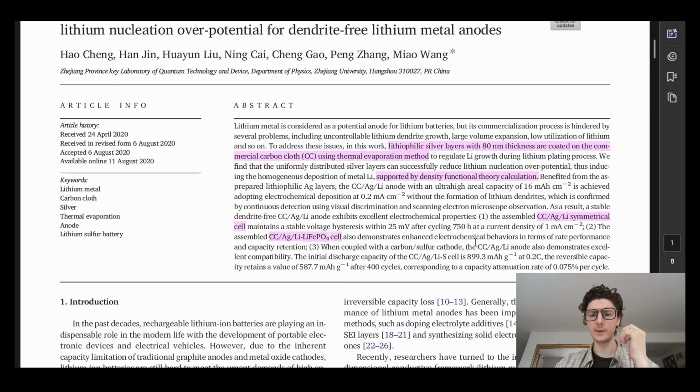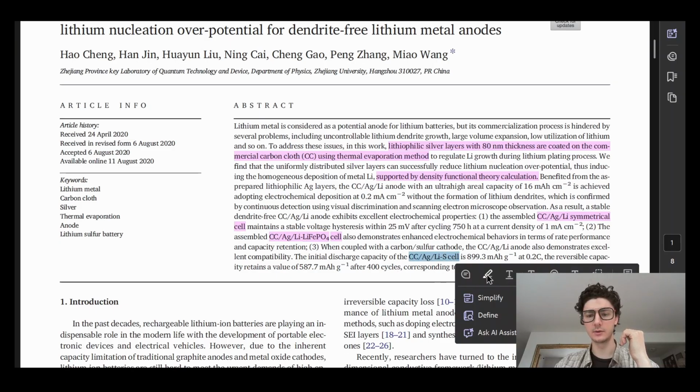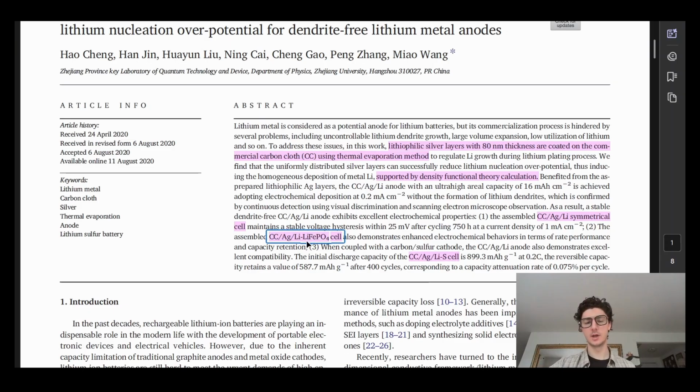Also demonstrates enhanced electrochemical behaviors in terms of rate performance and capacity retention. When coupled with a carbon/sulfur cathode, the CC/Ag/lithium anode also demonstrates excellent compatibility. The initial discharge capacity of the CC/Ag/lithium sulfur cell. So this is also interesting. Lithium sulfur cell. So they don't just make one full type cell. This lithium iron phosphate, this LiFePO4, is like a commercial lithium battery cathode. And this sulfur is kind of a new cathode that people are trying to explore. They actually may be included here.